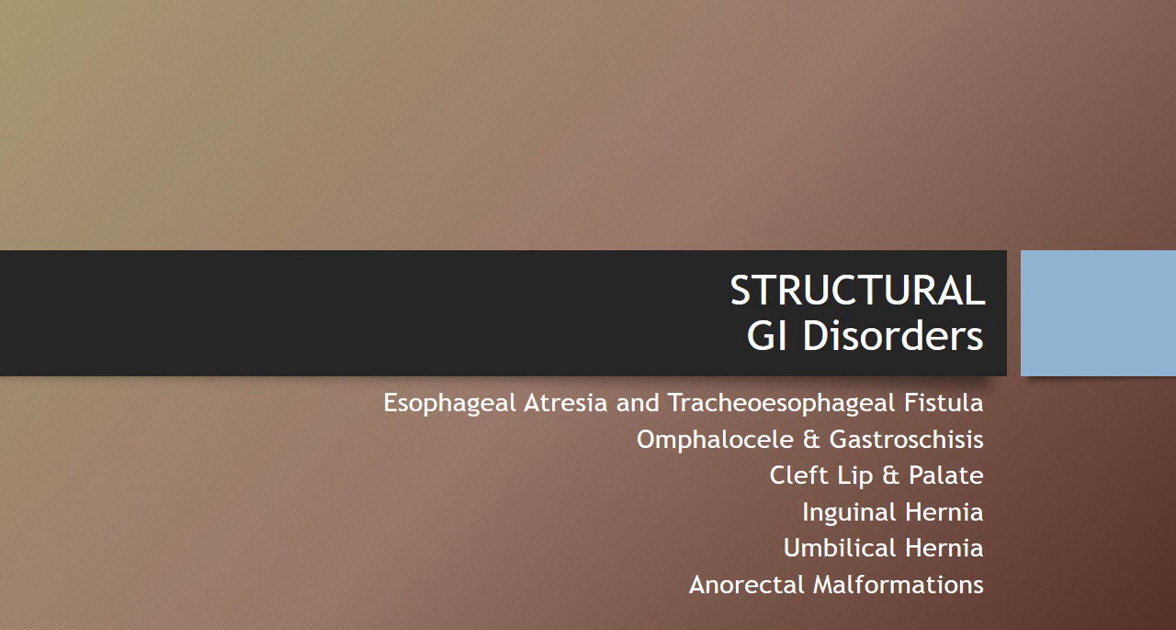Okay, so the first section we're going to talk about are the structural GI disorders. That's going to be your esophageal atresia and tracheoesophageal fistula, omphalocele, gastroschisis, cleft lip and palate, inguinal hernia, umbilical hernia, and anorectal malformations. Again, I know it's a lot of information, but I really hit what's the most important, okay?